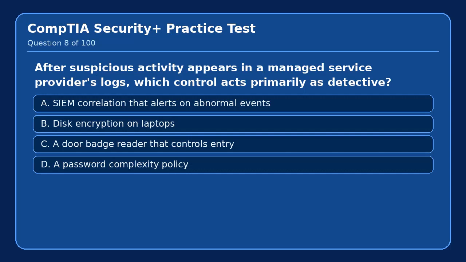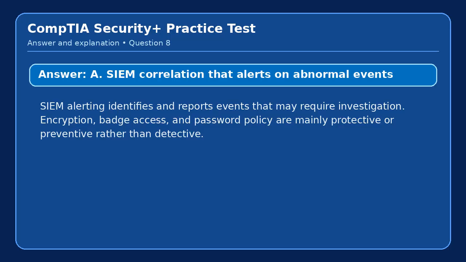Take a moment to choose your answer. The answer is A. SIEM correlation that alerts on abnormal events. SIEM alerting identifies and reports events that may require investigation. Encryption, badge access, and password policy are mainly protective or preventive rather than detective.